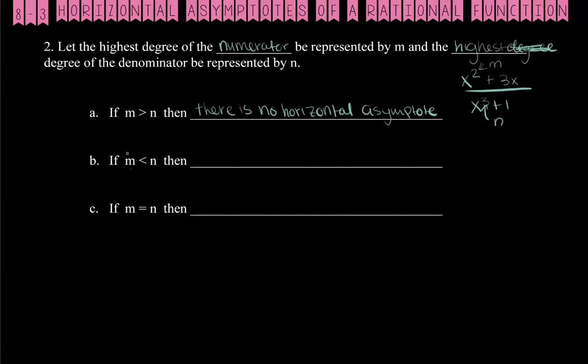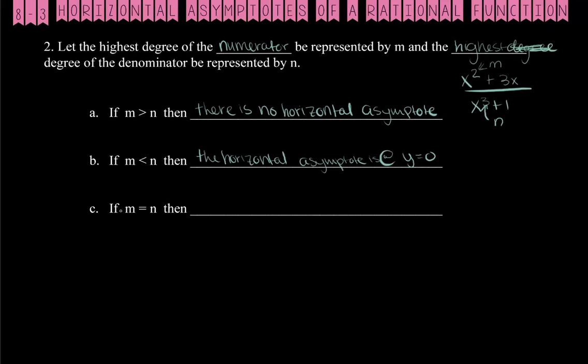Then if the degree of the numerator, so m, is less than n, so this number is less than this number, which is in the case of this one, then the horizontal asymptote is at y equals 0. So this was the general case we saw with our reciprocal functions, as long as we didn't shift the graph up or down. But if we had something of the form 2 over x, this degree is higher than this degree, so our asymptote was at 0.